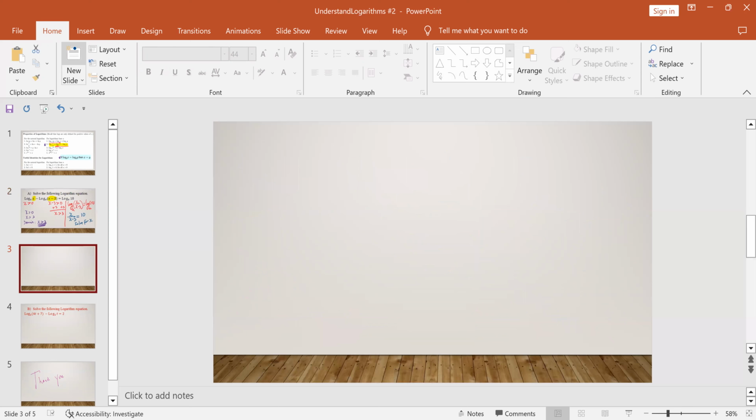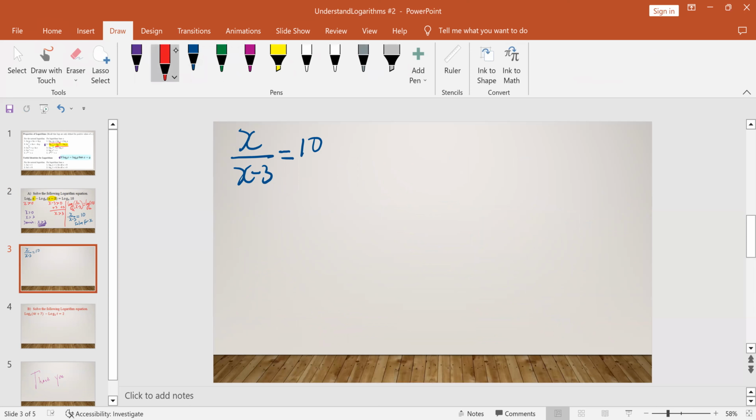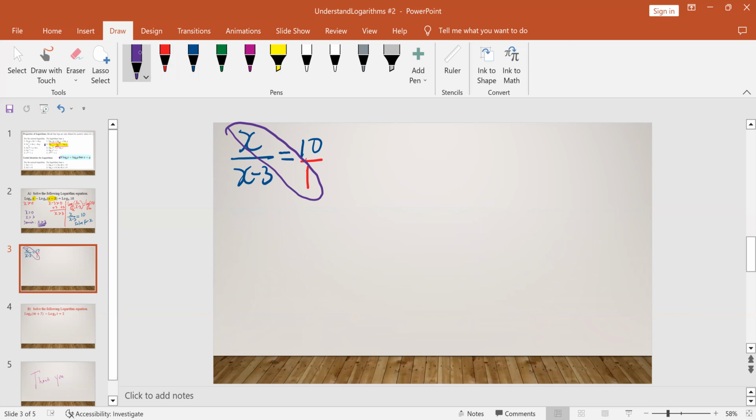So we have x over x minus 3 is equal to 10. Do you know that 10 is the same as 10 over 1? I change 10 to a fraction. Any number divided by 1 is the same number, or any variable divided by 1 is the same variable. So we have these two fractions and we can cross multiply to solve for x. That means x multiplied by 1, which is x, is equal to 10 multiplied by x minus 3.